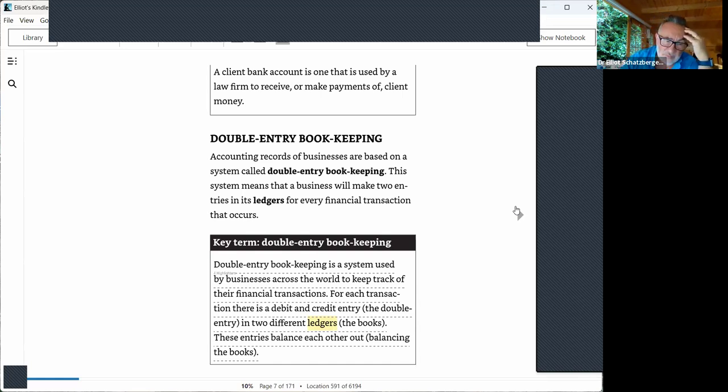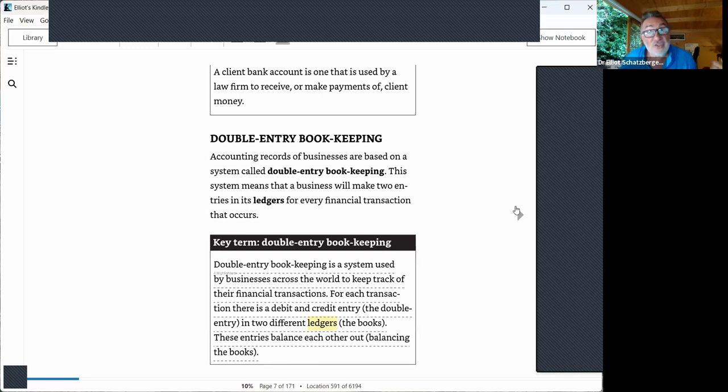Why do we need to do this? Well, especially when you're a law firm, money comes in from 100 clients. It all goes physically into one account. How the heck do you know what client has what money?